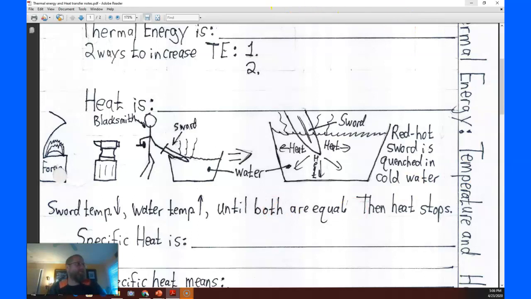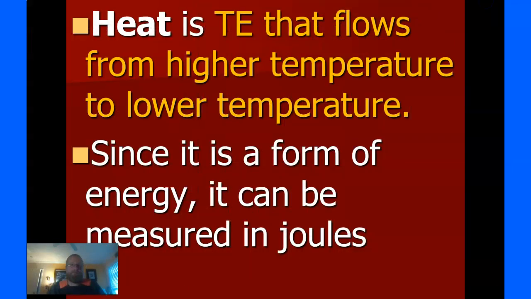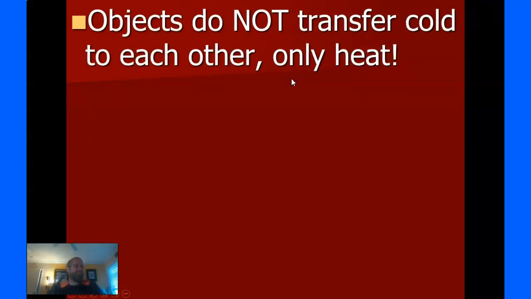Okie doke. Get ready. Cold is not a thing. It is a lack of a thing. You can't transfer cold from one object to another, but you can transfer thermal energy from one object to another. That's what heat is. So if you touch an ice cube with this ice cold mug, my hand is getting cold. It's not putting cold into me. I'm putting thermal energy into it. I'm losing temperature. So my hand gets cold.